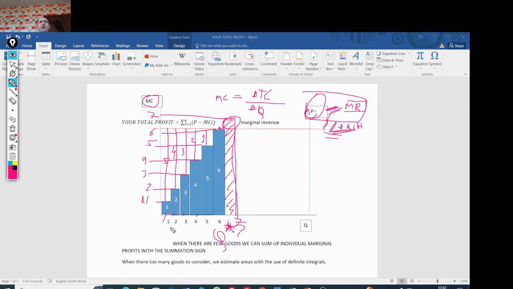Every step of the way you analyze and you compare the market price or the marginal revenue, which is the same thing, with the marginal cost. For the first good, you compare the marginal cost for the first good with the marginal revenue, the price for the first good. For the second good, you compare the marginal cost of the second good with the price for all the goods. For the third good, you do that comparison of MC versus the price.